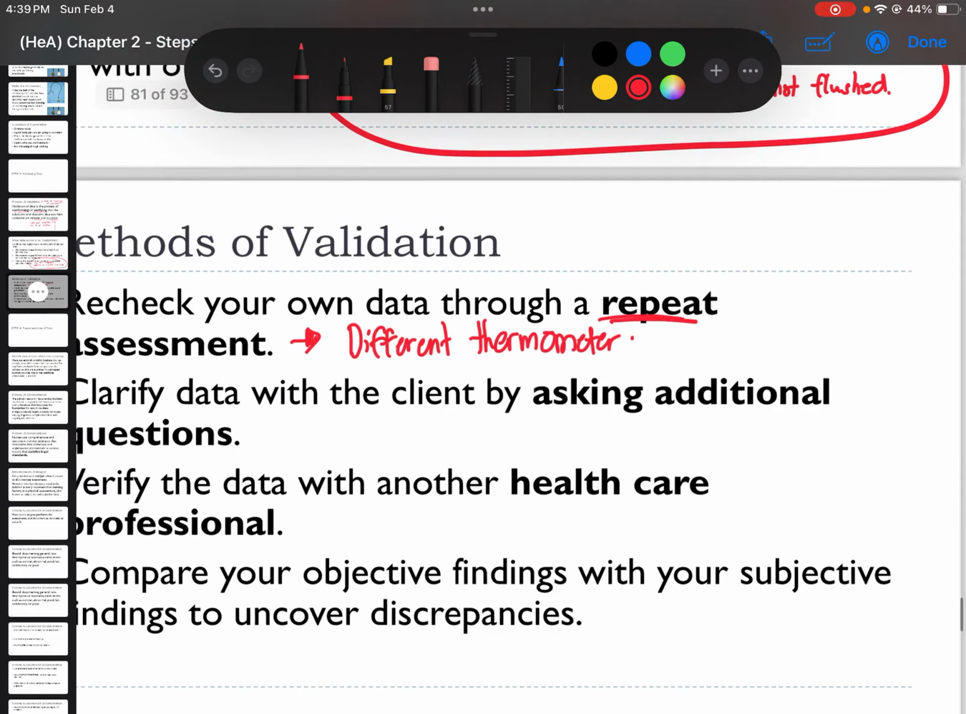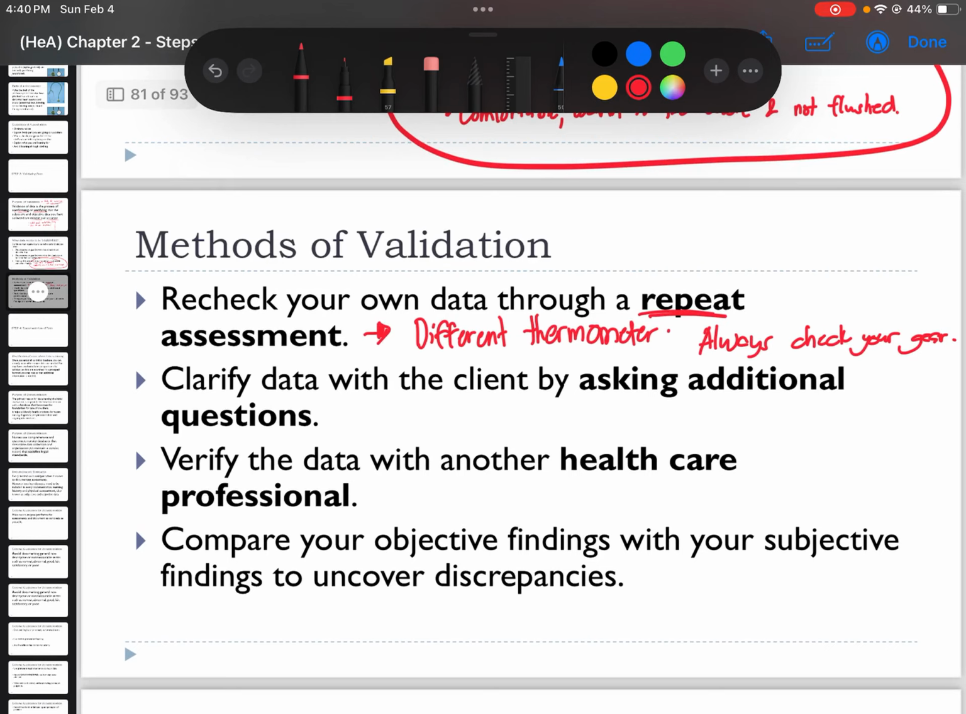Now, a guideline, class, when using an instrument is to always check your gear. Okay? Always check your gear. Check if they are functioning well. Check if they are working as expected. Okay? Another is to clarify data with the client by asking additional questions.